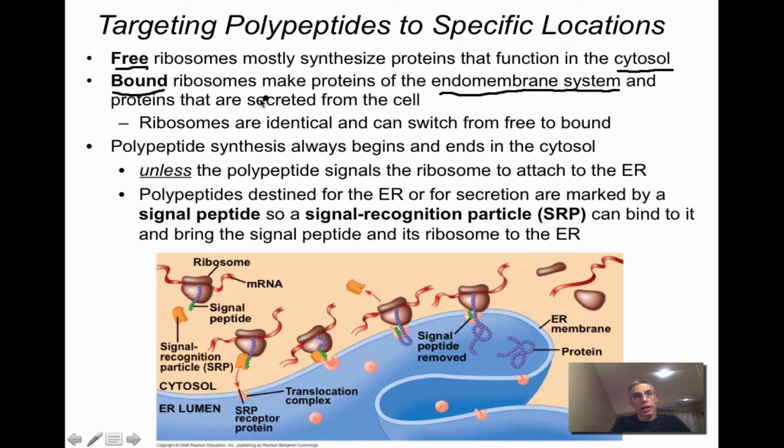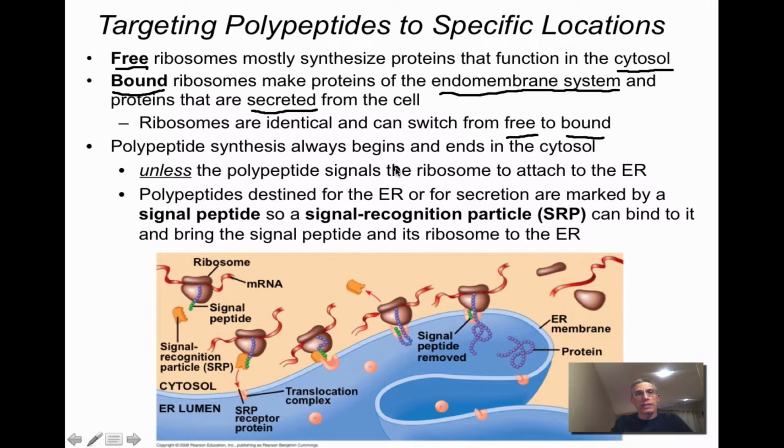And so a lot of times the bound ribosomes are going to be responsible for making the proteins that you would find in this membrane. In addition to making these proteins, bound ribosomes will also make proteins that possibly could be secreted from the cell. Now, ribosomes themselves are actually identical, and they can switch from the free state to the bound state and, of course, back again.